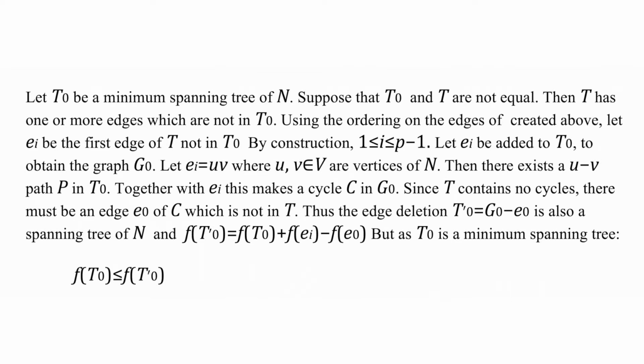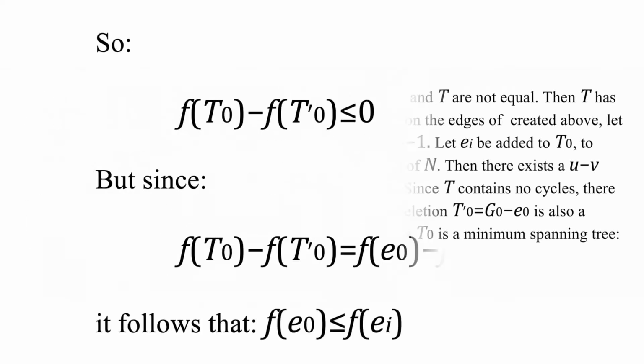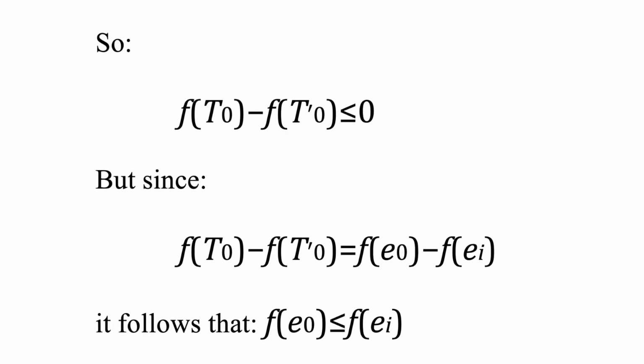G0 minus e0, which is also a spanning tree of N, and f(T'0) is equal to f(T0) plus f(ei) minus f(e0). But as T0 is a minimum spanning tree, f(T0) is less than or equal to f(T'0). So, f(T0) minus f(T'0) is less than or equal to 0, but since f(T0) minus f(T'0) is equal to f(e0) minus f(ei), it follows that f(e0) is less than or equal to f(ei).